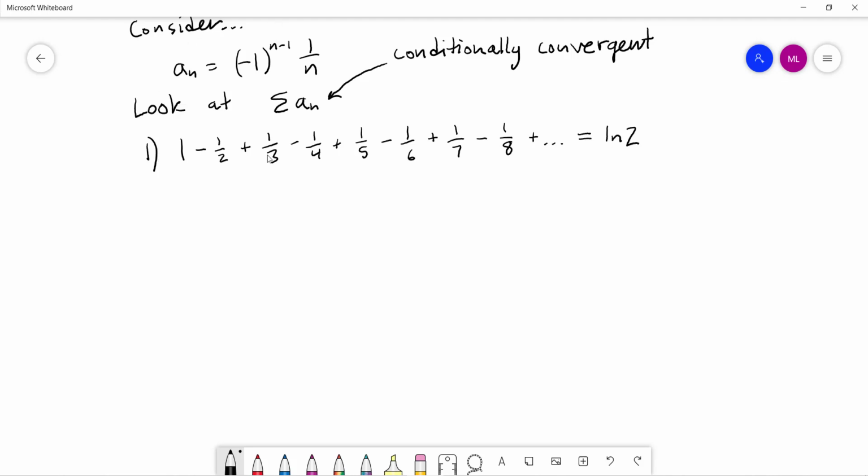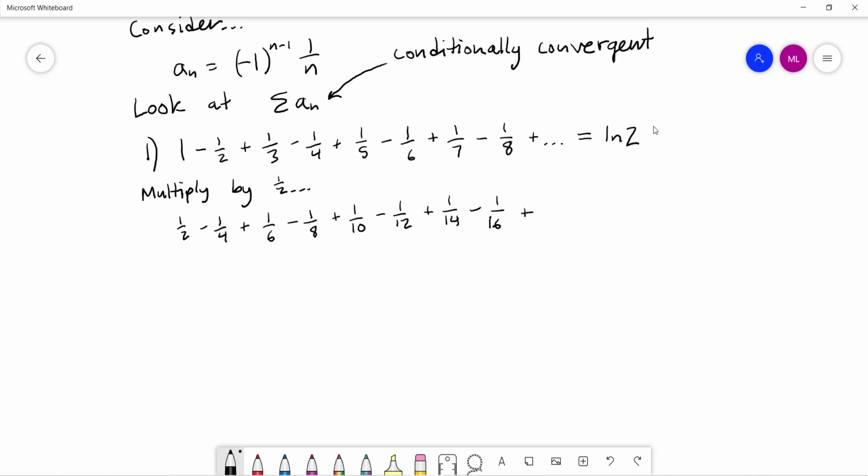I now want to take every single term in here and multiply by a half. What does multiplying by a half do? So now I'm going to have a half minus a fourth plus a sixth minus an eighth plus 1/10 minus 1/12 plus 1/14 minus 1/16 plus dot, dot, dot. And it should be equal to half of the natural log of 2. So far so good, not too scary.